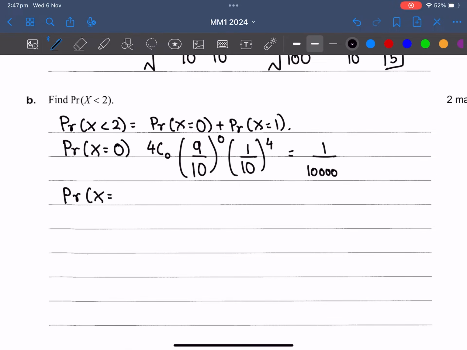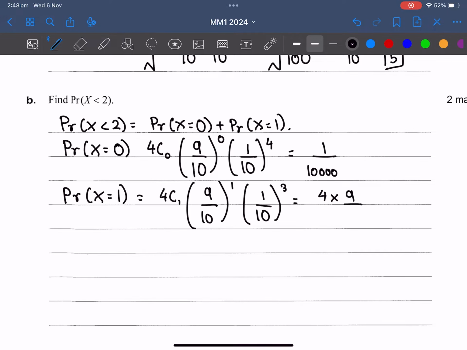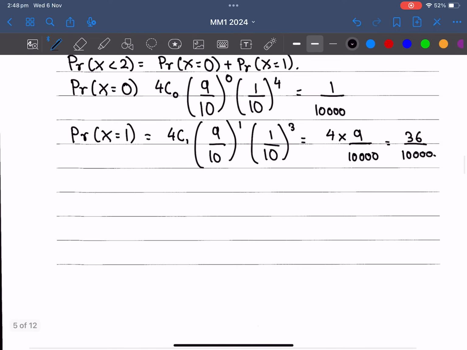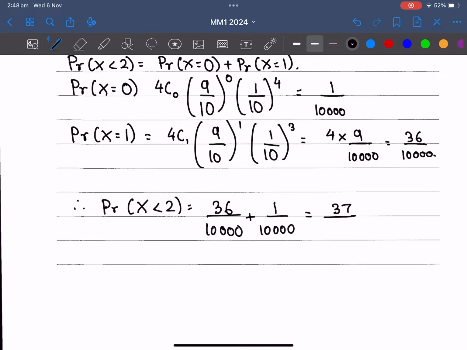The probability that X equals 1 will be 4C1 times 9 on 10 to the power of 1 times 1 on 10 to the power of 3. So in this case it would be 4 times 9 on 10,000, so 36 over 10,000. Therefore, the probability that X is less than 2 is going to be equal to 36 on 10,000 plus 1 on 10,000, which is indeed going to be 37 on 10,000.